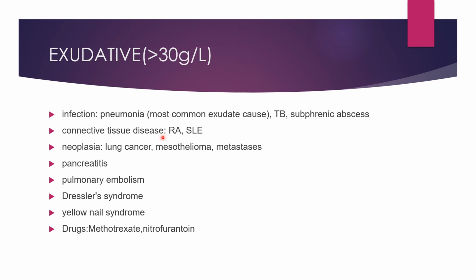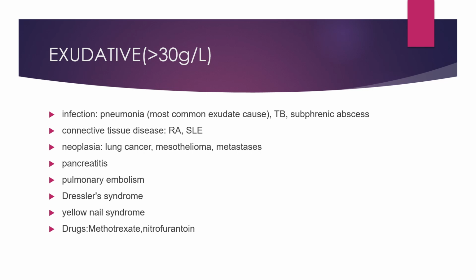And the exudative causes include infections, mainly pneumonia and tuberculosis. And there are some other infections such as subphrenic abscess causing a right-sided exudative pleural effusion. And connective tissue diseases such as rheumatoid arthritis and SLE, and neoplasias, not only lung cancer, parenchymal cancer, but also mesothelioma or lung metastasis can also cause an exudative pleural effusion. Some other causes such as pancreatitis, pulmonary embolism, Dressler syndrome, where there is post-myocardial infarction pericarditis and pleuritis, which can cause an exudative pleural effusion, and yellow nail syndrome. Some drugs such as methotrexate and nitrofurantoin can be the causes of exudative pleural effusion.